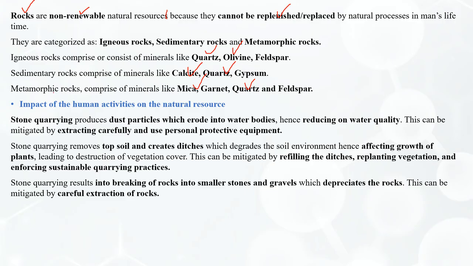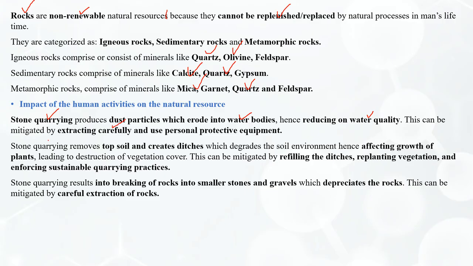The human activity we have identified is stone quarrying. So stone quarrying produces dust. We're explaining how it produces dust particles which erode into water bodies, hence reducing water quality. This can be mitigated by extracting carefully. This is the mitigation. It is a point which is just simple and simplified.